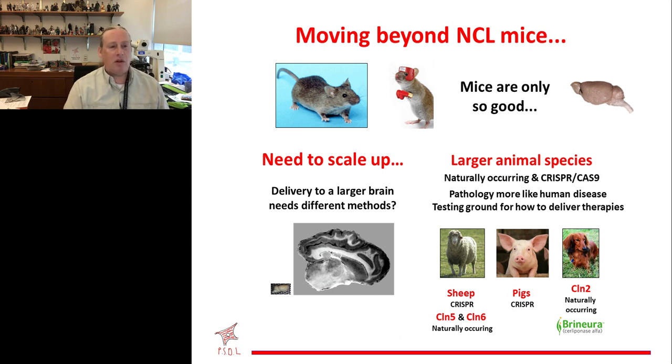And I've already mentioned the use of some larger animal species. These were mostly naturally occurring, but now there is the possibility to generate such models by CRISPR-Cas9. These larger models give pathology that's much more like the human disease and are a very effective testing ground for the practical issues of how to deliver therapies. So there exist naturally occurring and genetically engineered sheep. There also exist genetically engineered pigs.